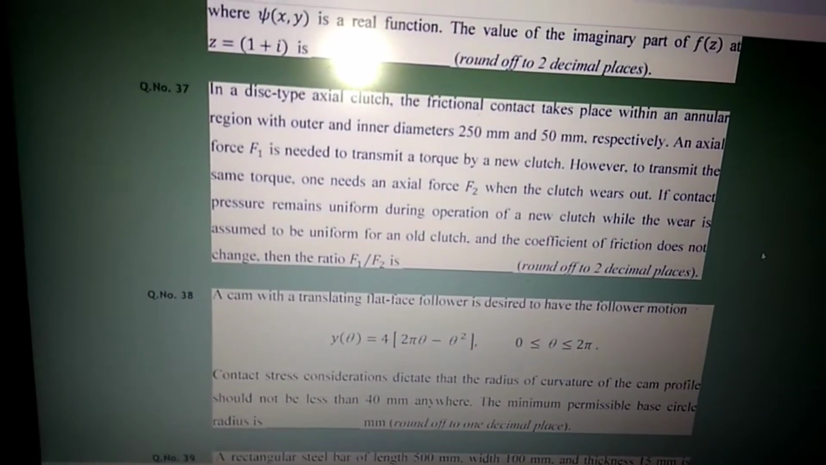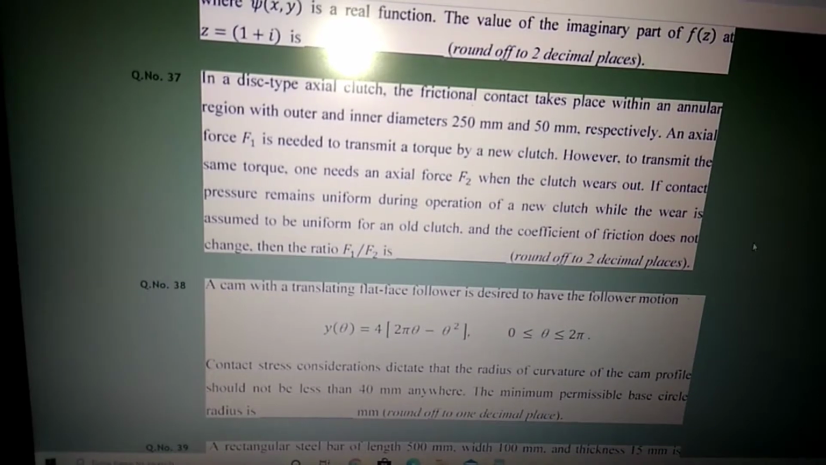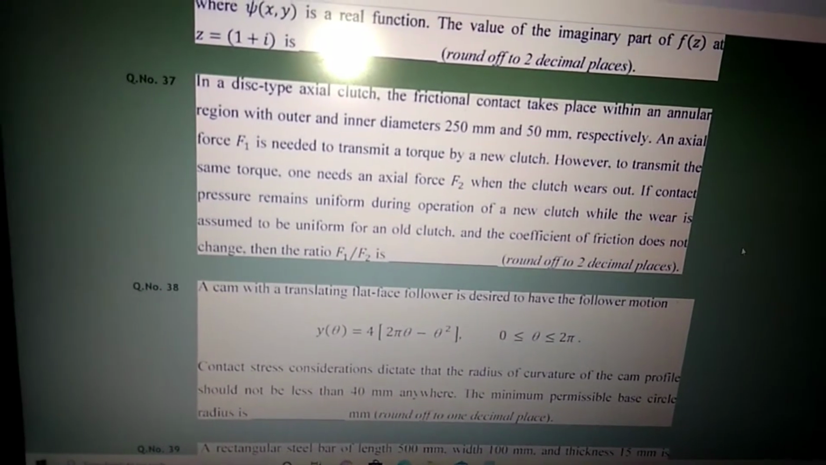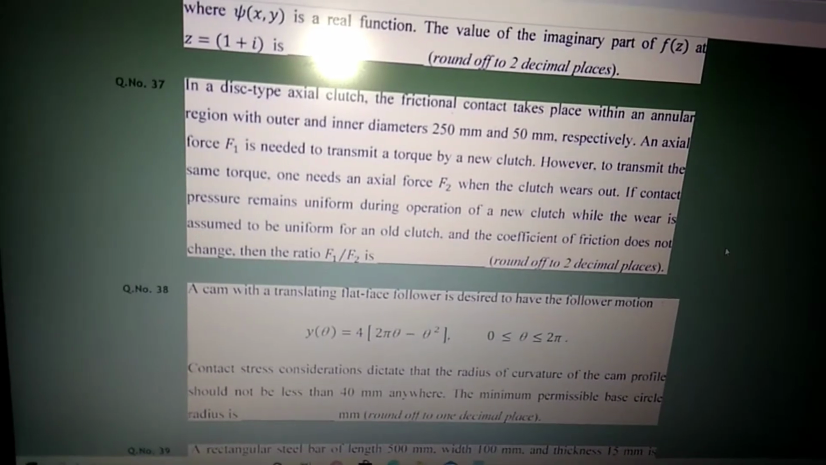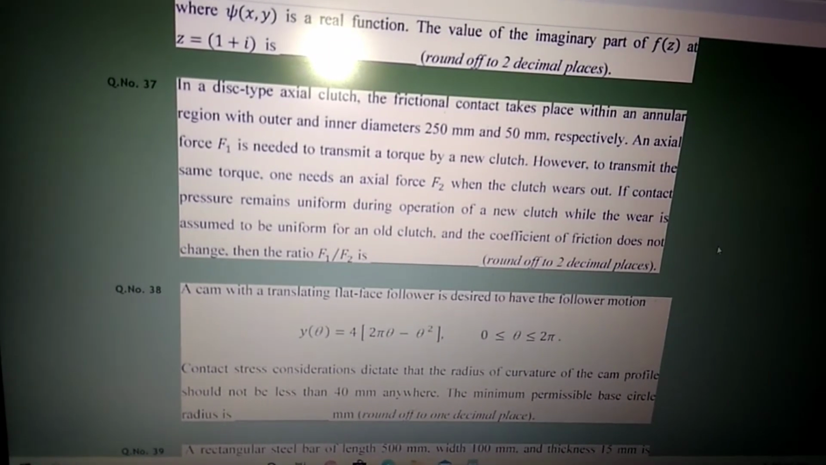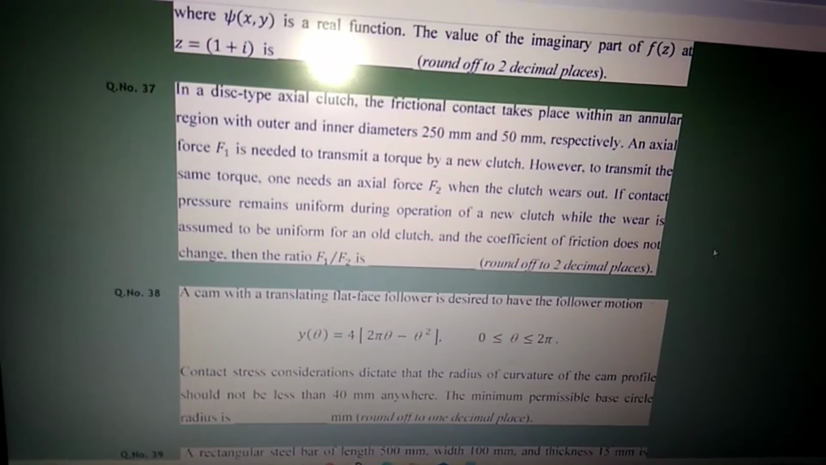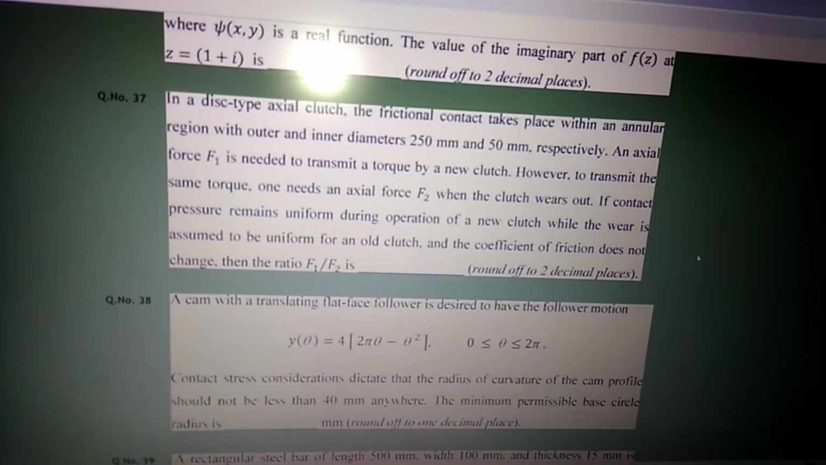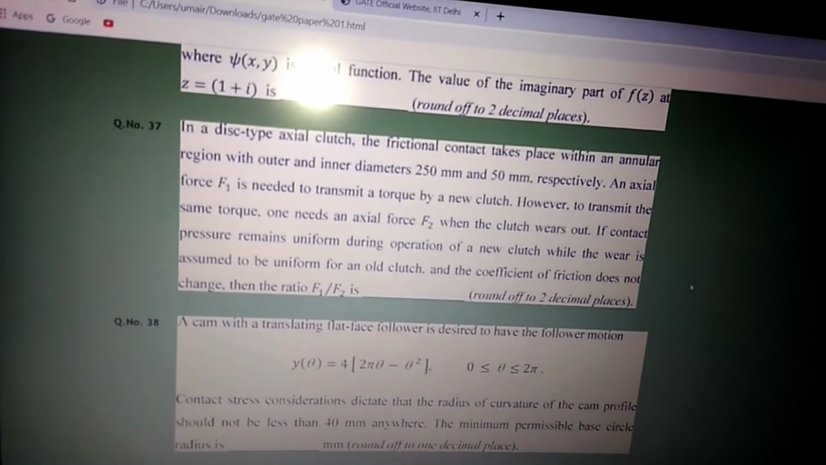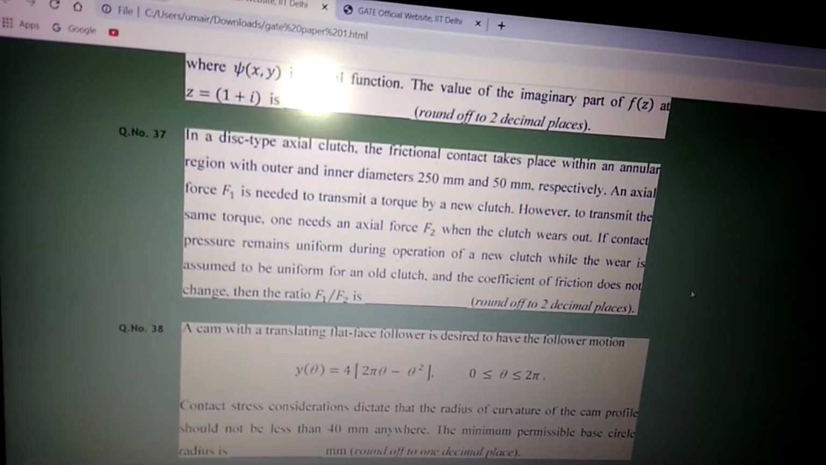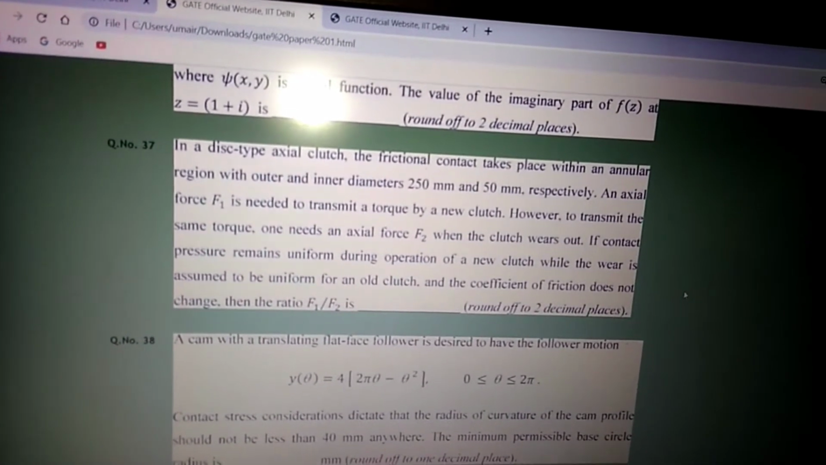Hello friends, we have almost covered all the numerical answer type problems from thermodynamics and power plant, IC engine and fluid mechanics. So now we will be focusing on machine design, and this problem which you are seeing on the screen is from machine design.